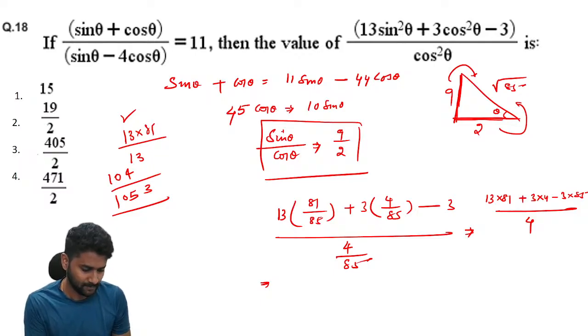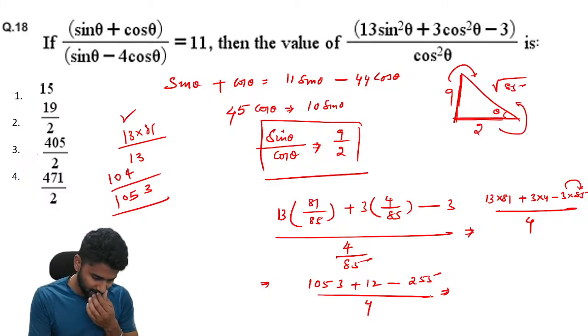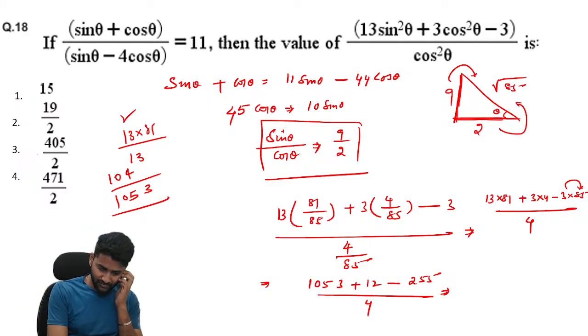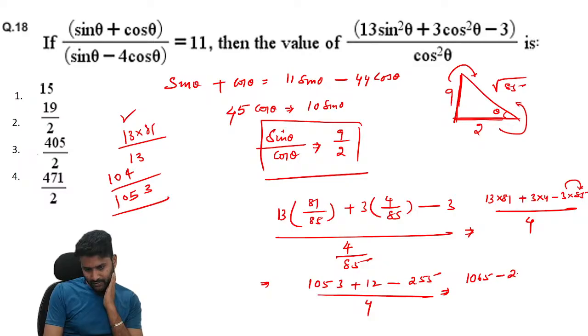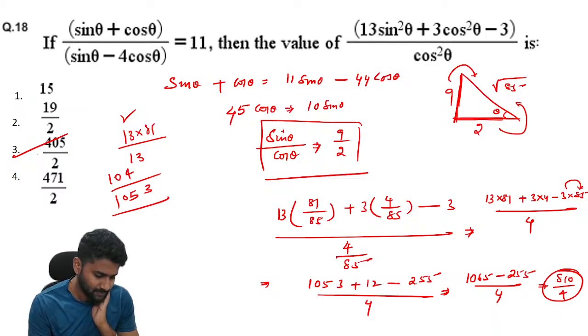Simplification. Here, now see. 1053 plus 12 minus 3 into 85, which is 255, divided by 4. So 1053 plus 12 is 1065. Sorry, we have to add, right. 1065 minus 255, divided by 4. The value becomes 810 divided by 4. So 405 divided by 2 is the correct answer. It's a right angle concept.